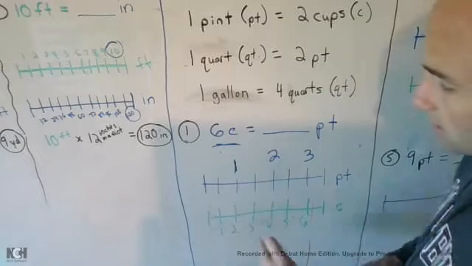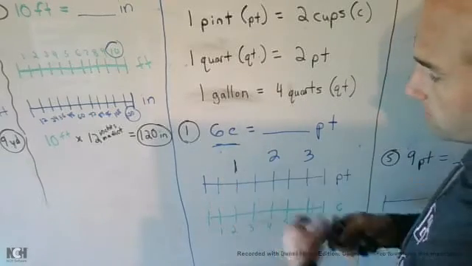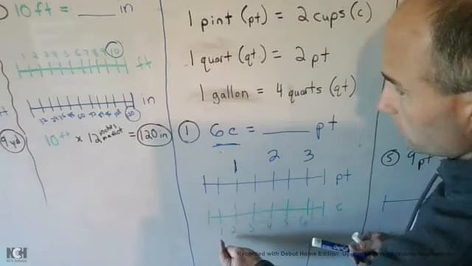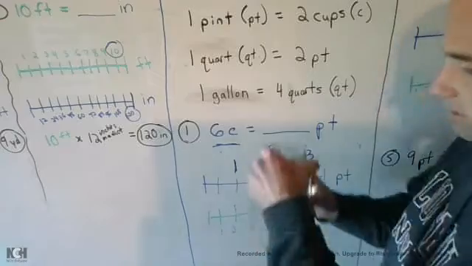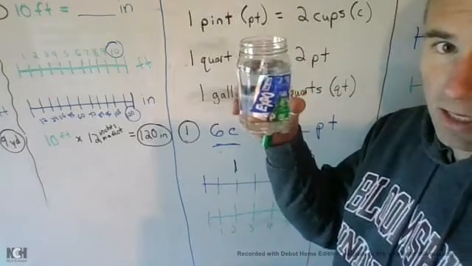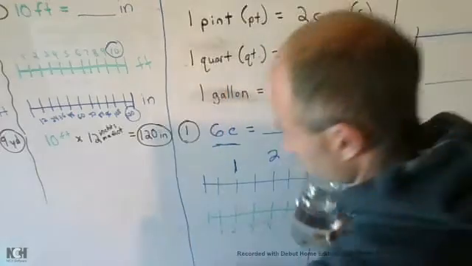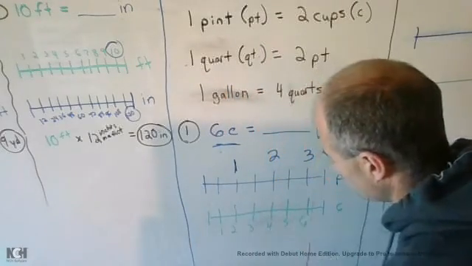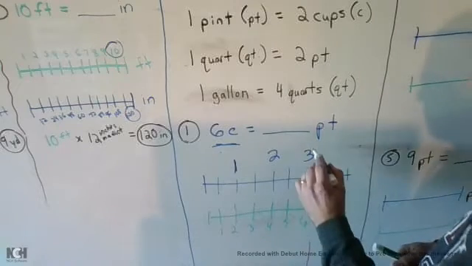So you can see a half of a pint would give you 1 cup. Okay? Which makes sense. If I only had half of this, I'm going to have 1 cup. So therefore, my answer is 3 pints.